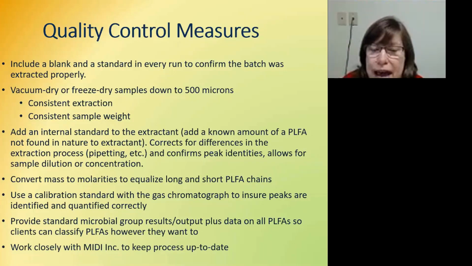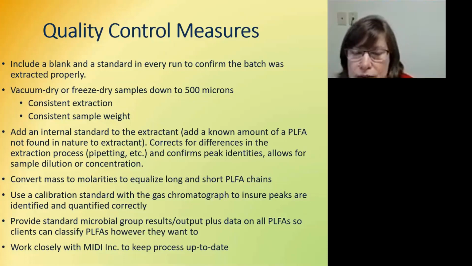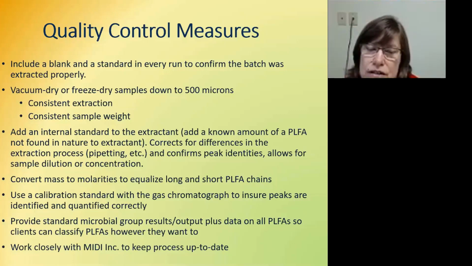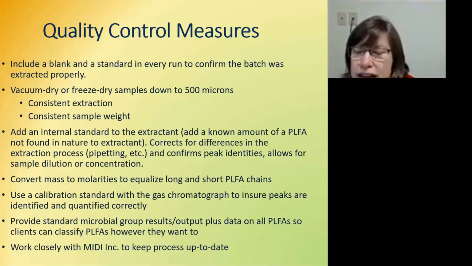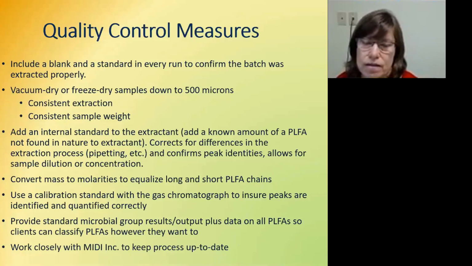We convert mass to molarities in order to equalize the long and short chain PLFAs, because otherwise the longer chains are longer and heavier. So it would look like there were more of them because they would weigh more. But since we put it in a form of molarity, we're looking at numbers of molecules. We use a calibration standard, like you saw on the picture of the screen of the computer as we were running it, to calibrate the gas chromatograph as we're running it.